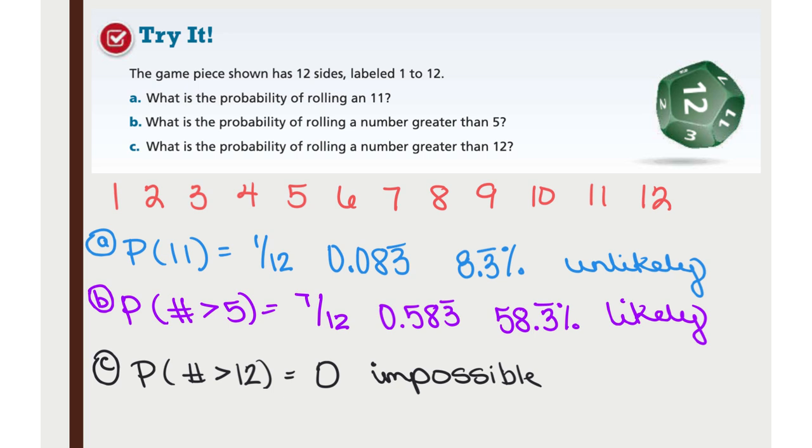Probability. Can probability be greater than 1? No, it can't. Probability cannot be greater than 1. So can probability be a mixed number? No, it cannot be a mixed number. Can it be an improper fraction? No, it cannot. I mean, does it make sense that 7 out of 5? That's more than 1. Yeah, that just doesn't really make statistical sense.